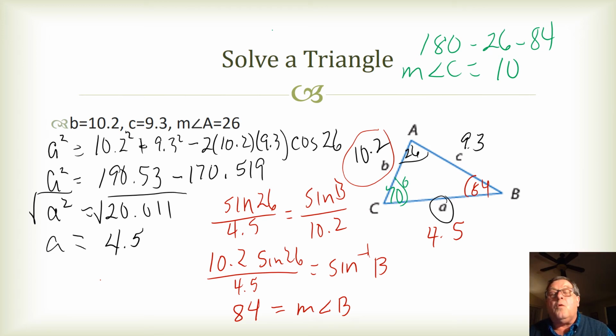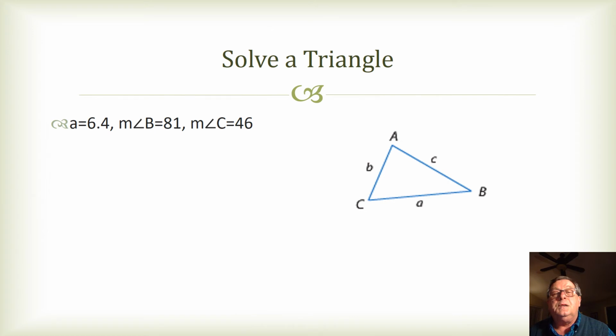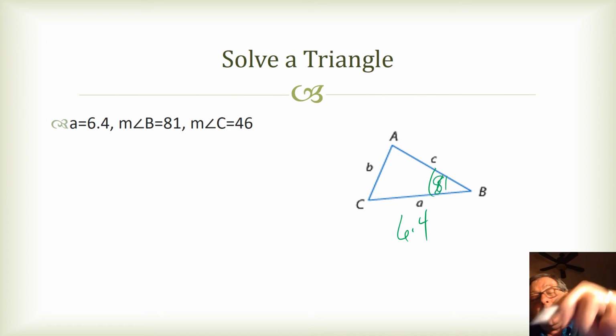And I want to do one more. Let's see what kind of situation we have here. All right, so I've still got the same triangle. I'm told that side A is 6.4, and the measure of angle B is 81 degrees, and the measure of angle C is 46. So I need to find the measure of angle A, and then I need to find side B and side C.